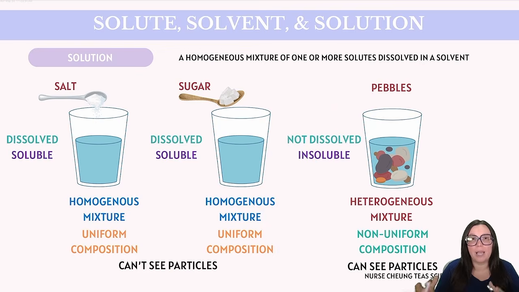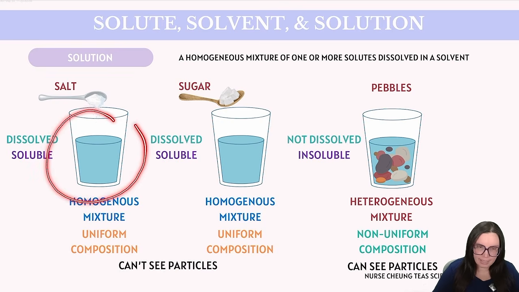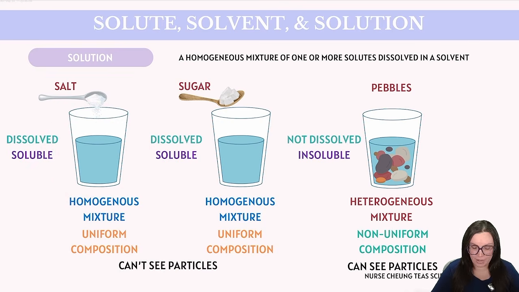After allowing some time for these examples to interact with water, we're going to observe the following. The salt is going to completely dissolve, forming what we know as a homogeneous mixture. This means that the mixture is going to have a uniform composition, and looking with just our naked eye, we're not going to be able to differentiate between the salt particles and the water.